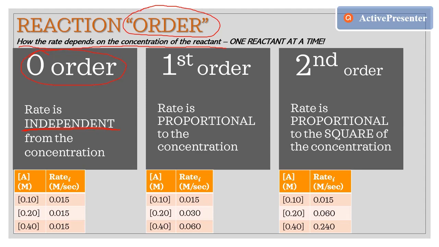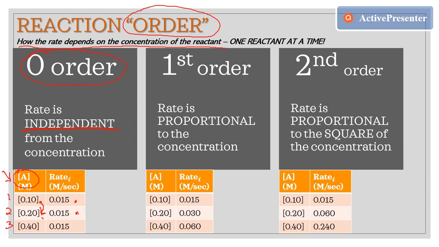So you can see down here in this little experiment box, we have experiment 1, 2, and 3. And here's the concentration of A in molarity. So we have 0.10, and at 0.10, it took 0.015 seconds for the reaction to start happening. But then we double that concentration from 0.10 to 0.20, but the initial rate, how long it takes for the reaction to start happening, stays the same at 0.015.